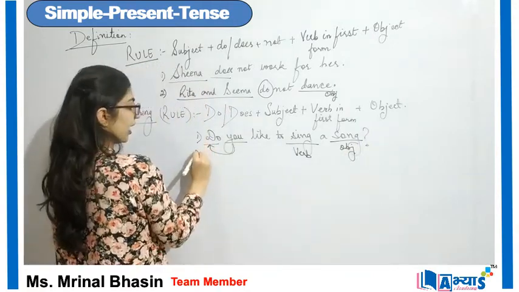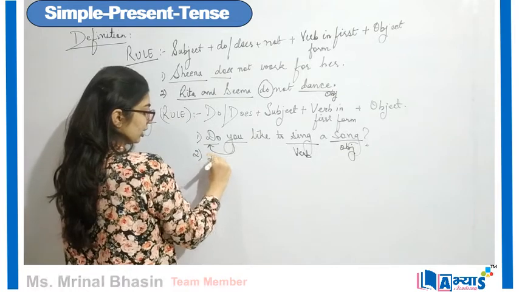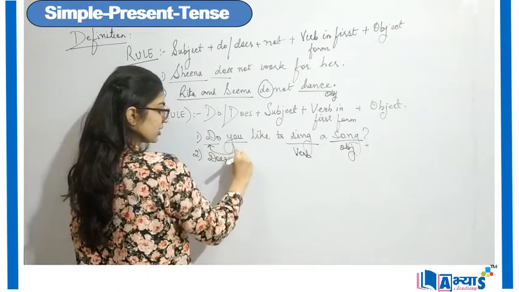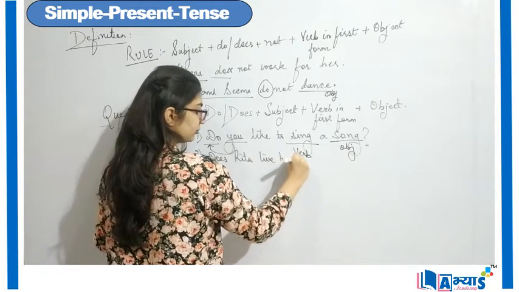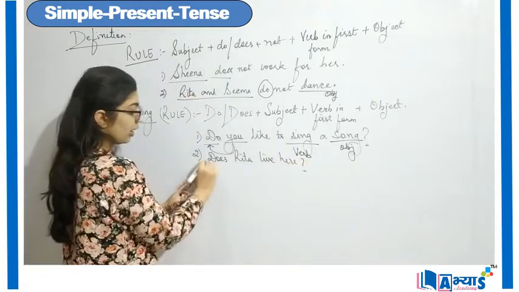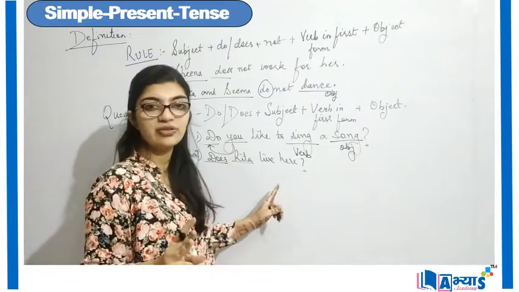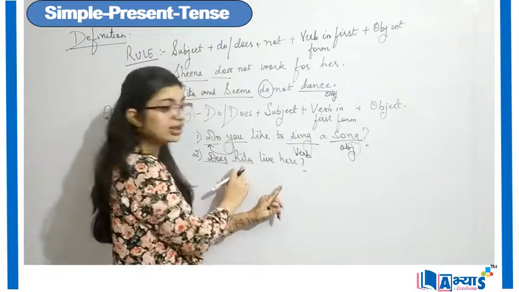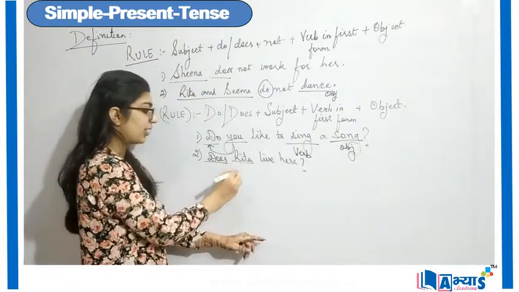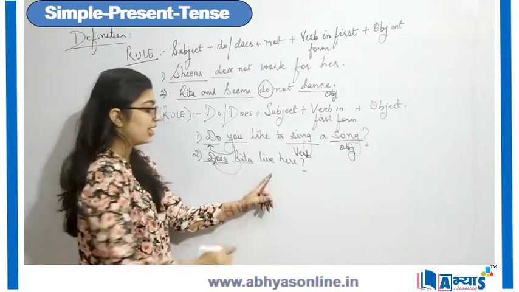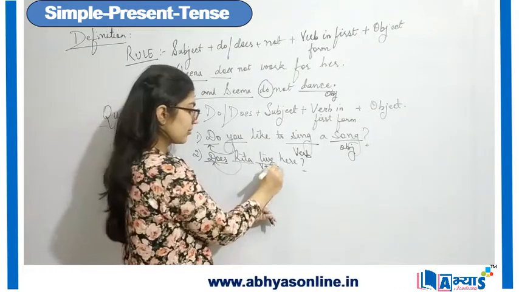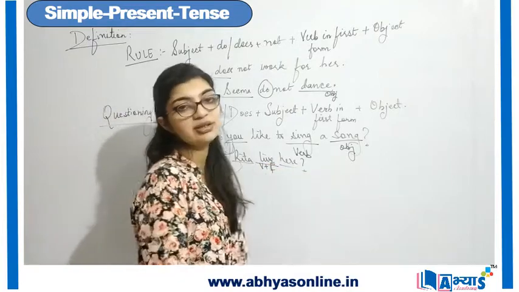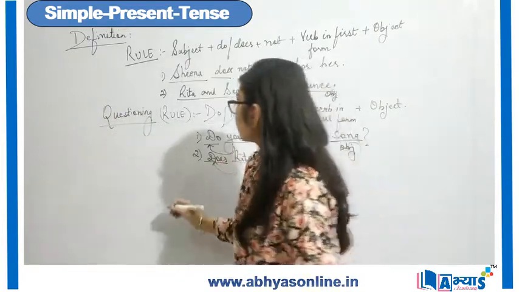Another example can be: does Rita live here? Now Rita is again a third form of a person, and for the third form of a person I make use of does. Live over here is again a verb in the first form, and here is the object.